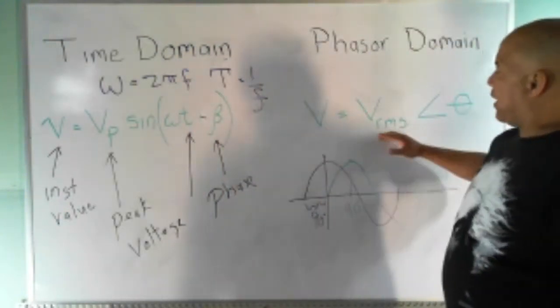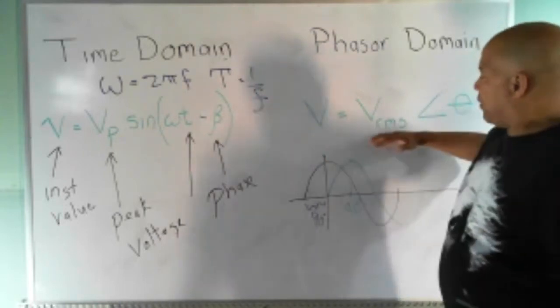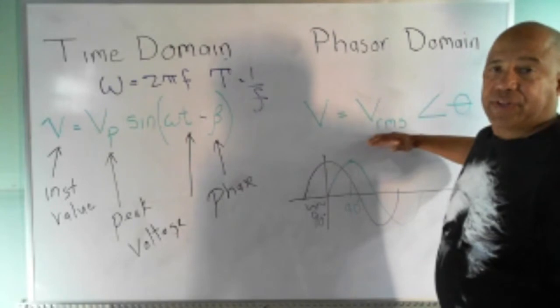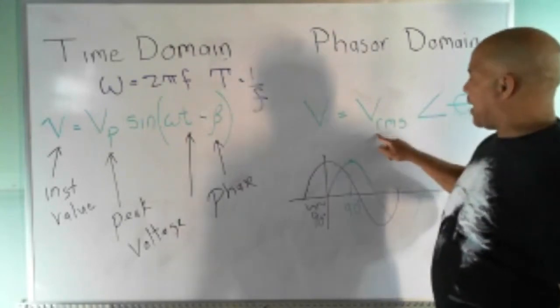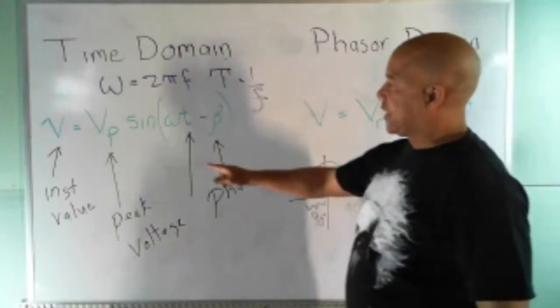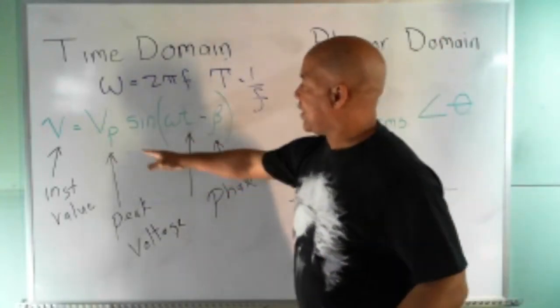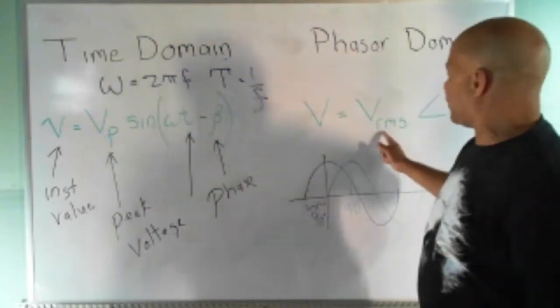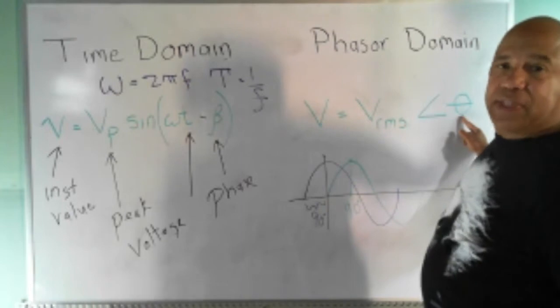A phasor is basically a representation of this where the magnitude is in RMS, and then I express the phase over here. So to get this value, the RMS value, I just take the peak value and multiply that by 0.707, and that changes the peak value to RMS. So now I have the RMS value. And then to get the phase angle, you don't have to do any calculation.